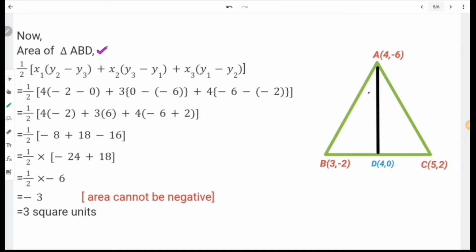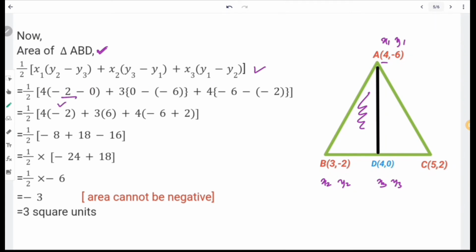Okay, so first is ABD, so let's find the area of this. This will be x1, y1, x2, y2, and D will be x3, y3. So we've written the formula. Then x1 is 4, we have already written. Y2 is minus 2, y3 is 0, x2 is 3, y1 is minus 6. All right, x3 is 4, then y1 is minus 6, y2 is minus 2. All right, just putting the values. Once we are done with that, let's start the simplification.